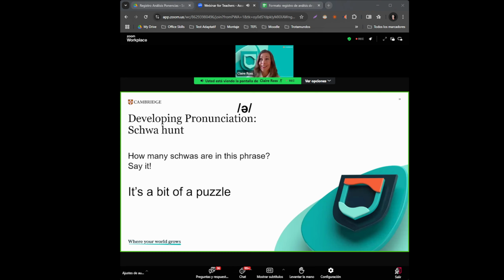Look at the phrase, say it out loud. You have to say it to hear the sounds. Don't worry about your husband or wife or family or whoever's in the room. Can you say this out loud? Sangeeta, could you say it, please? Yes. It's a bit of a puzzle. All right, how many schwas are there? Where are they? Which words are they?